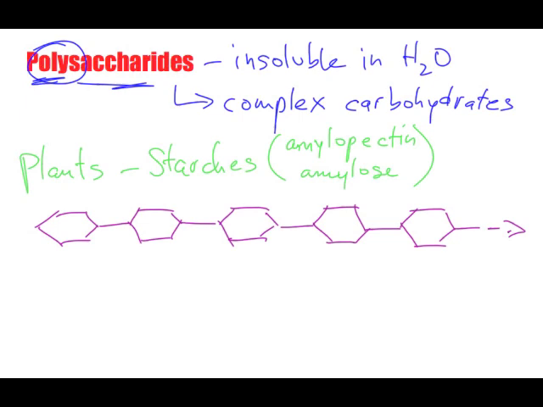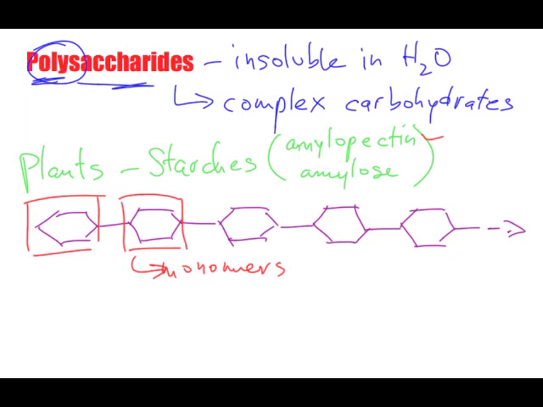So all these repeating units, these subunits, we call monomers. This whole long chain is a polymer, and each individual one represents a monomer of this big long polymer. Both amylopectin and amylose are made up of glucose monosaccharides in a big long chain.